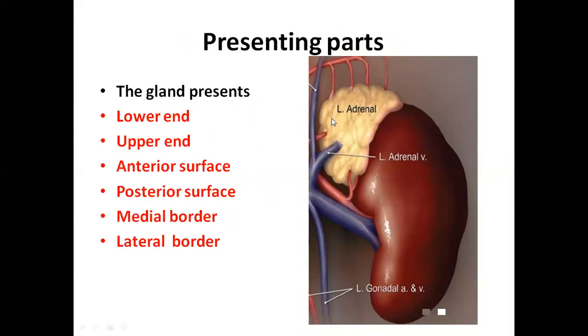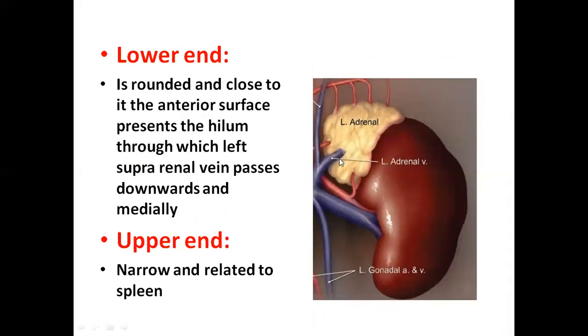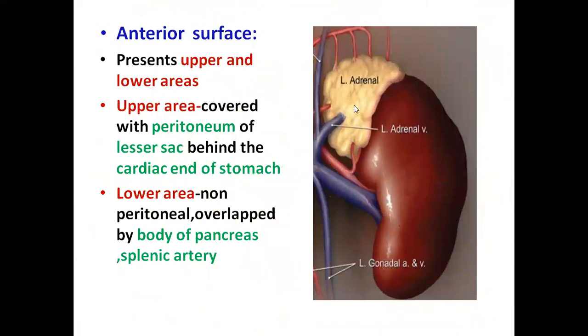Now the gland presents a lower end, an upper end, an anterior surface, a posterior surface, then we have the medial border and lateral border. The lower end is rounded and close to the anterior surface, and it presents the hilum through which the left suprarenal vein passes downwards and medially. The upper end is narrow and is related to the spleen. Then the anterior surface presents upper and lower areas.